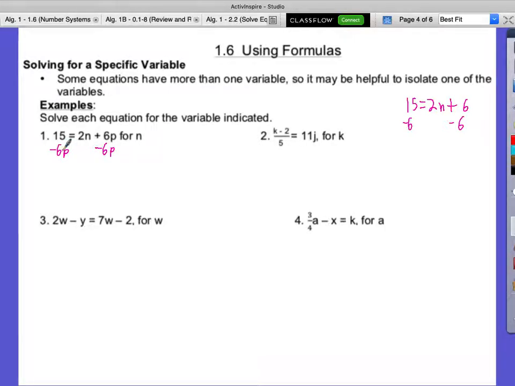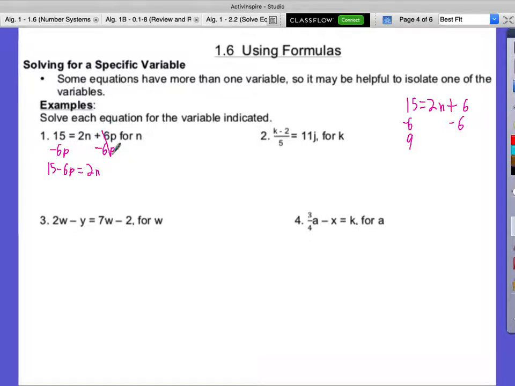Now here's the thing. Can you actually do 15 minus 6 here on this made up equation? Can we do that subtraction? Yeah, we can get 9. Okay? Can we do 15 minus 6p? No, because they're not like terms. P is a variable here, and there's no variable here. They're not like terms. So that means we just write it as 15 minus 6p equals 2n.